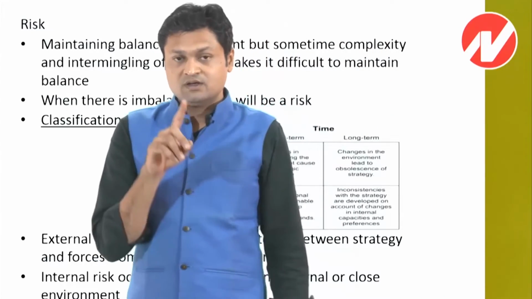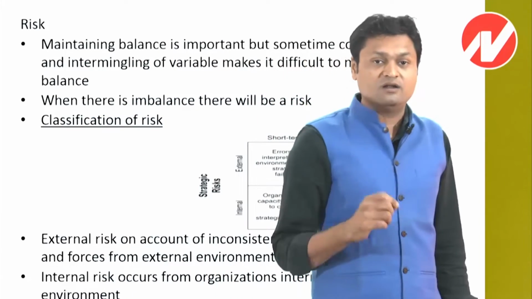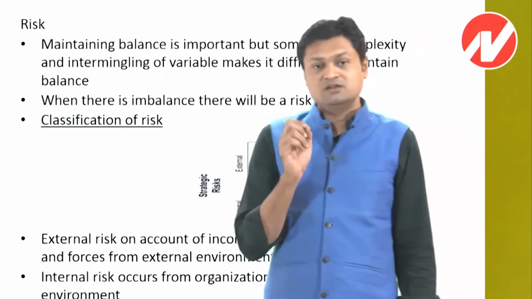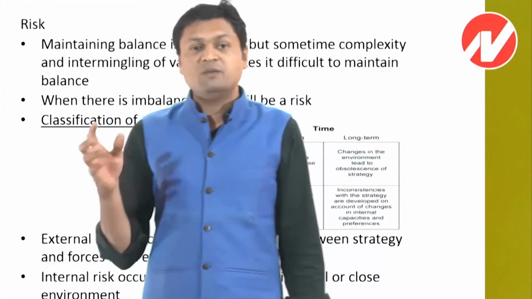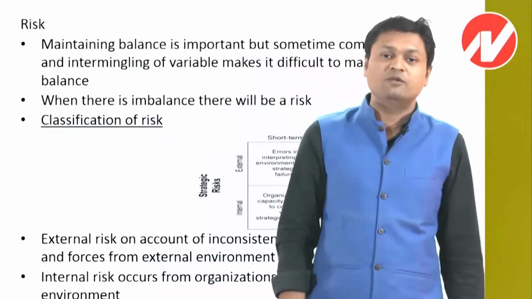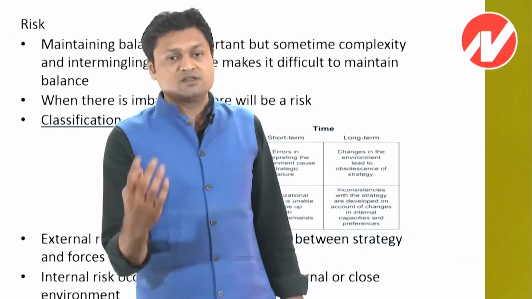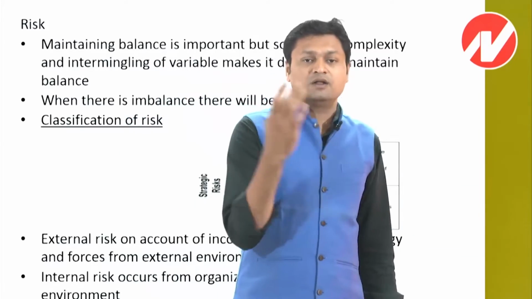So this way, when you make an error in the prediction of the environmental factors, then it is what? It is a short term risk. If the environmental factor changes, then it is what? Long term risk. So there are two types of nature of both the risk, external, internal, and for both the risk, long term and short term.